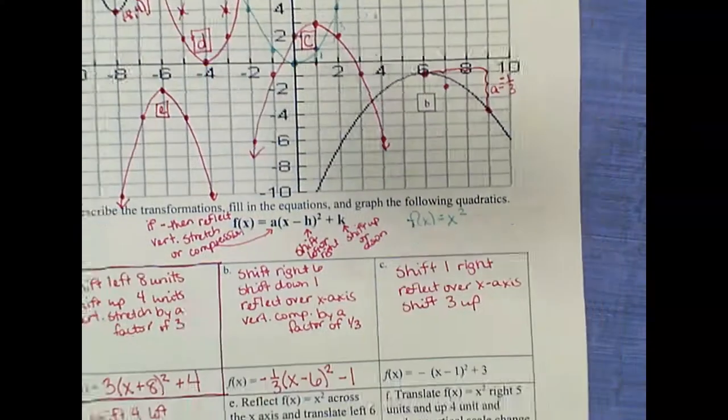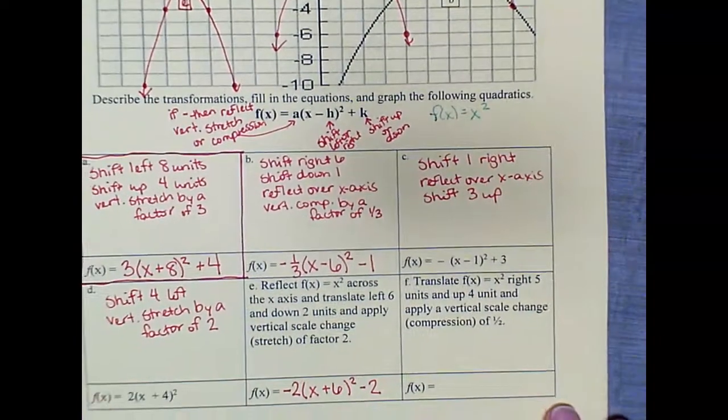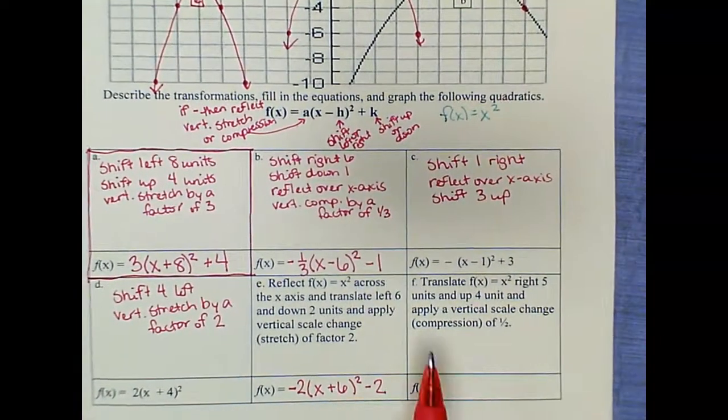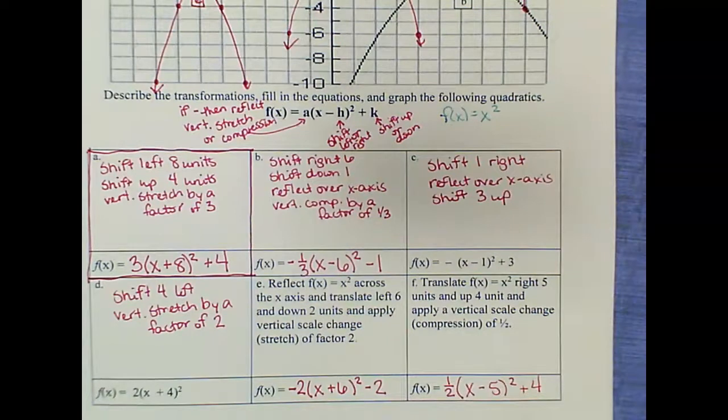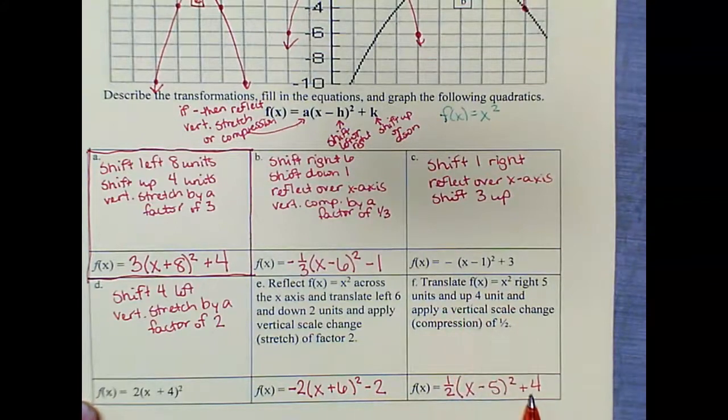Now I want you to do something similar, and I want you to look at problem F, read the transformations that are happening, write the equation, and try to graph that parabola. So pause your video and try F. So if you translate right 5 units, that's -5 in parentheses. Up 4 units is +4 at the end. A vertical scale change or a compression by 1/2, so 1/2 is your a value.